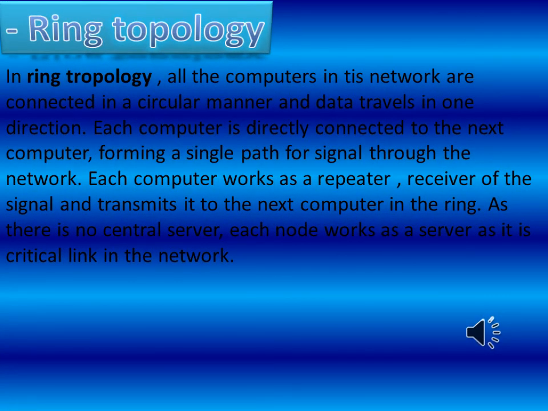In ring topology, all the computers in this network are connected in a circular manner and data travels in one direction. Each computer is directly connected to the next computer, forming a single path for signal through the network. Each computer works as a repeater, receiver of the signal and transmits it to the next computer in the ring. As there is no central server, each node works as a server as it is a critical link in the network.